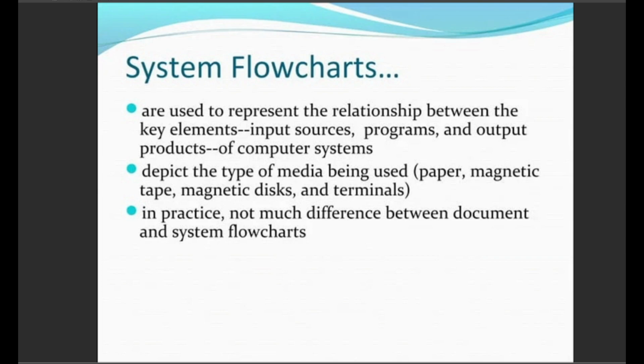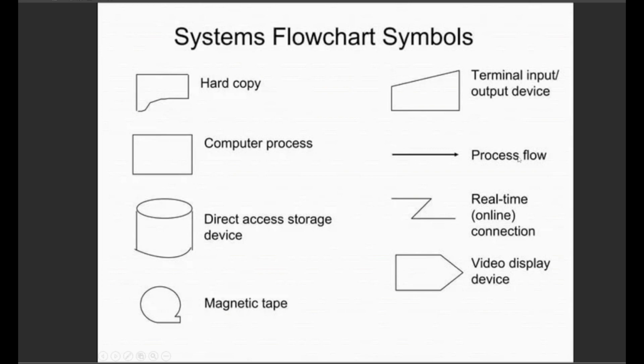Okay, so it depicts the type of media being used, either paper, magnetic tape, magnetic disc, and terminals. Okay, so in practice, there is not much difference between document and system flowcharts because they are almost the same. Okay, but the document flowchart is more detailed than the system flowchart. Okay, other symbols here are also the same, just like here. Okay, so in a system flowchart, you can see the hard copy is also on the symbol of the document, either source or sink.